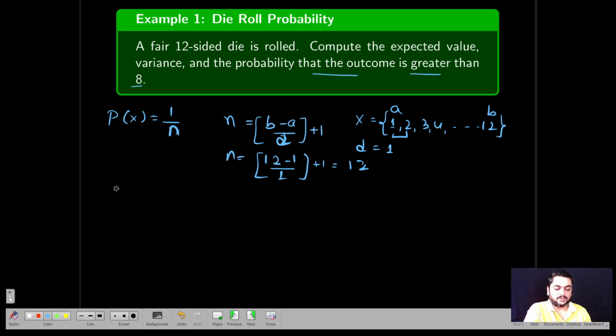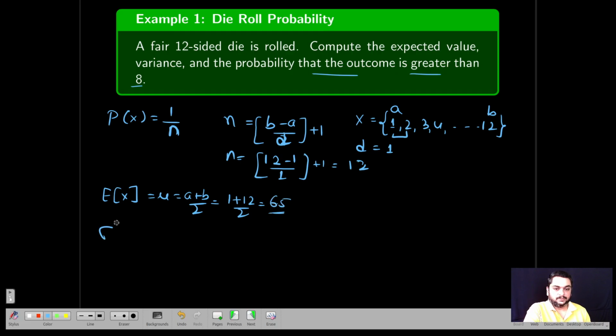What is it that they are asking? The expected value. E of x is already known, that is equal to mu equal to (a plus b) by 2. So what is a? 1 plus 12 divided by 2. So this is 13 by 2, 6.5.